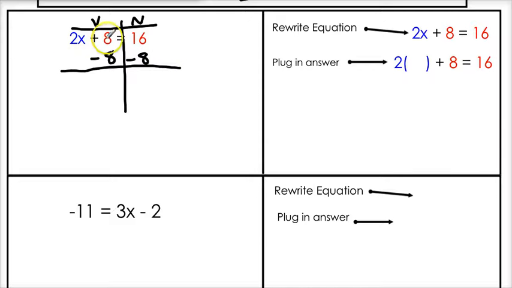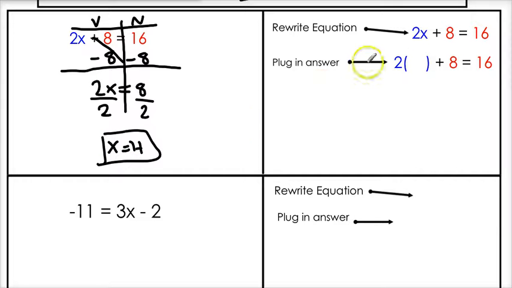And what that does is positive 8 and negative 8 cancel each other out. We're going to bring this 2x down, write down our equal sign, and on the other side of the equation we get 16 minus 8, which is 8. And let's divide now, our one-step equation, just like we just did. 2 times x, so we're going to divide, and we get x is equal to 4.